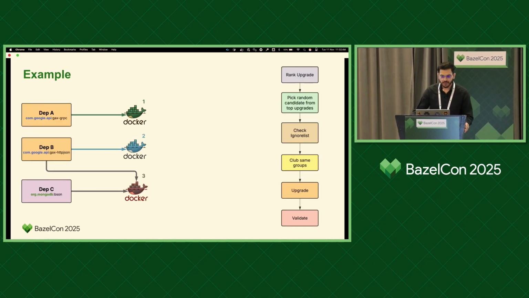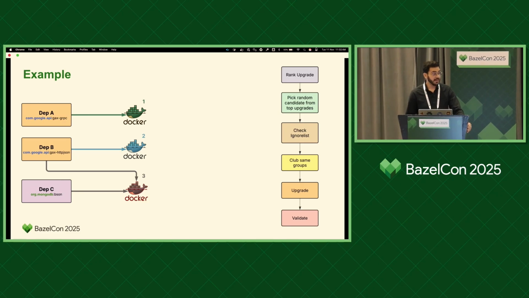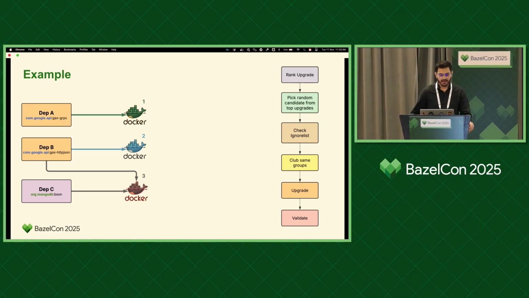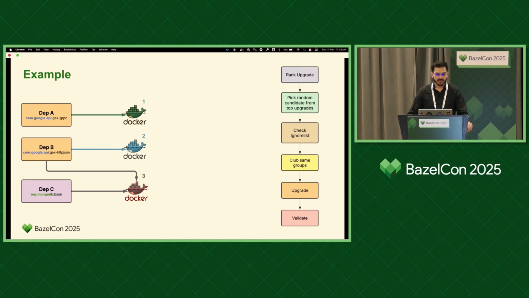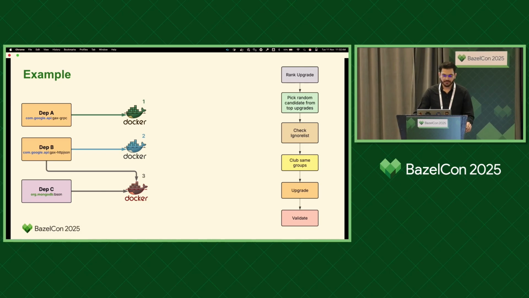Cool. So now let's see a quick example. On the left side of the screen, there are 3 dependencies, A, B, and C, where A and B belong to the same group, and dependency C is from a different group. In the center, there are 3 images. Image 1 is using dependency A, image 2 is using dependency B, and image 3 is using both dependencies B and C. Now let's see what happens if automation picks these 3 images.